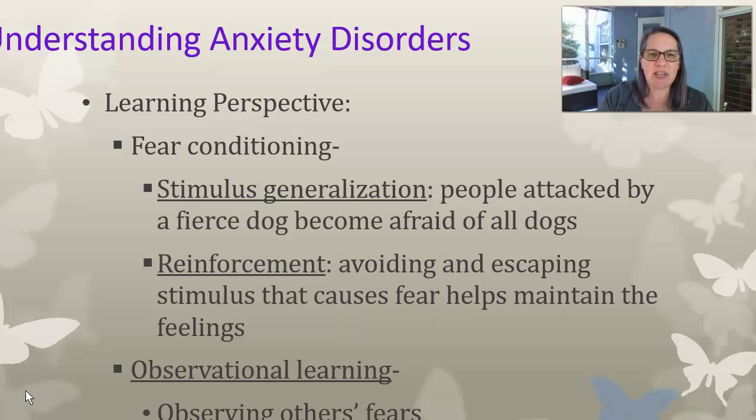So there's a couple of things that they say. Think back to our learning unit, okay? These should come back to you. Stimulus generalization. Okay, so people that are attacked by a fierce dog become afraid of all dogs. So that's that idea that once you become conditioned to one thing, it can generalize to other things that are similar. So if you were chased and bitten by a big dog when you were a kid, then you may have a fear of all dogs, not just big dogs, and not just that specific Doberman Pinscher or whatever bit you. I say Doberman Pinscher because that happened to me when I was a kid.